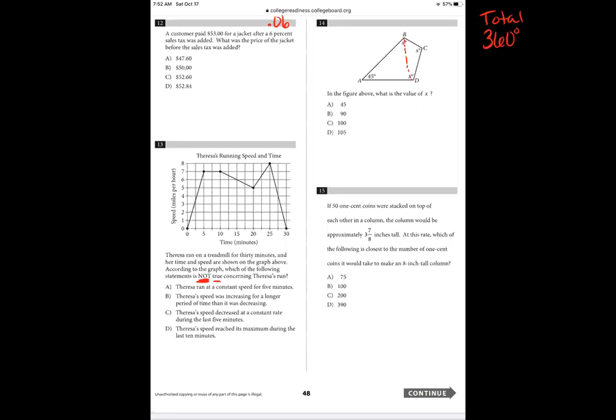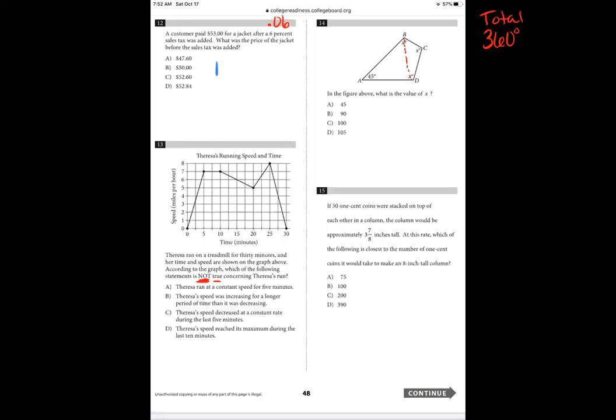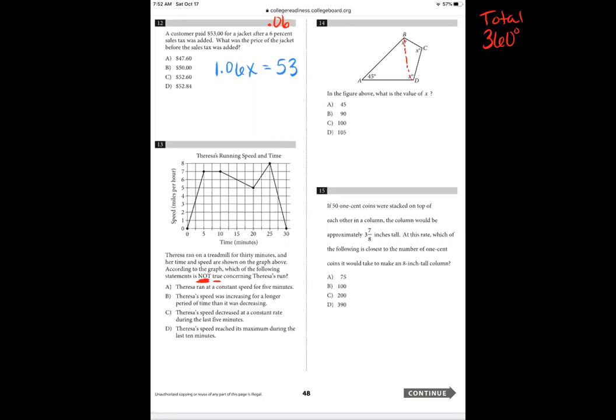So for number 12, if I write out an equation to represent how I would get this price, it would be 1.06 times what gives me 53. And then if I just divide by 1.06, I will find out that my price was $50, right? But the price has to be lower than what it was after tax, right? So that would automatically eliminate choice C, and D has to be choice B.